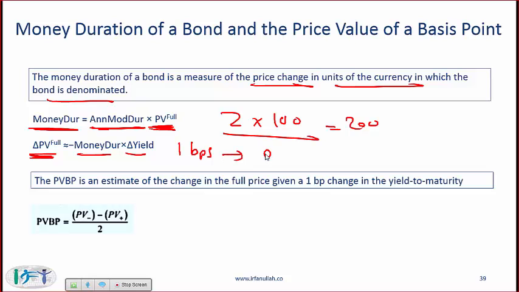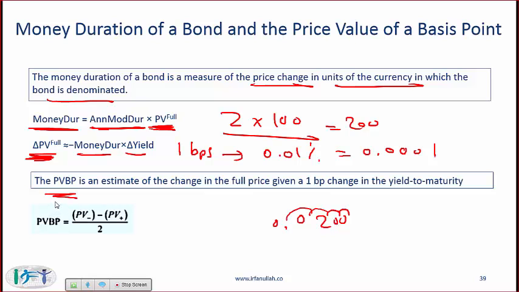So 1 basis point means 0.01%, which is the same as 0.0001. So for this particular bond, a 1 basis point change means how much change in the price of the bond? It's 200 times 0.0001. So what is that? 200 and then 1, 2, 3, 4 decimal places, so 0.02. So that is the impact on the bond. So this is also the price value of a basis point.